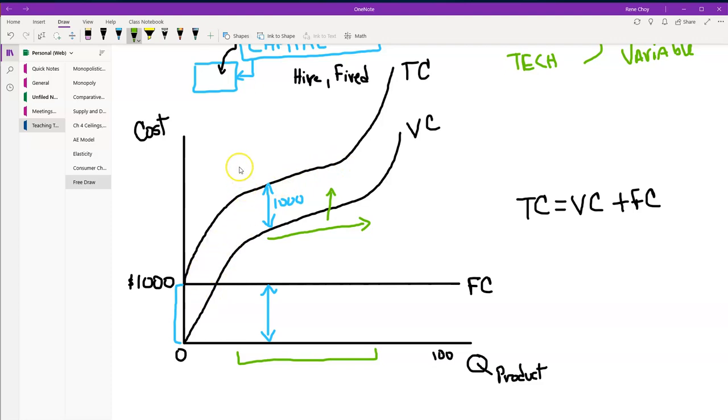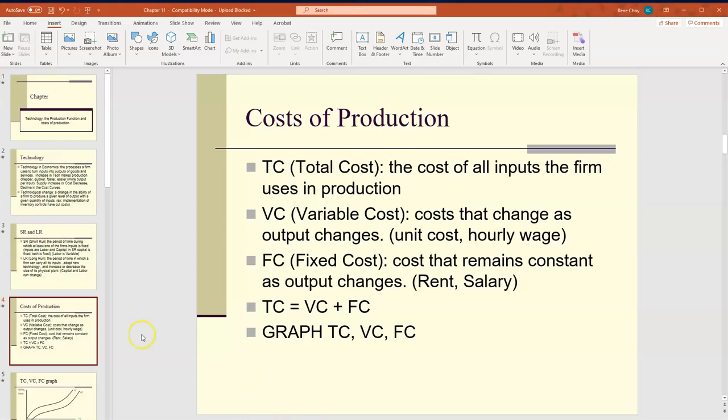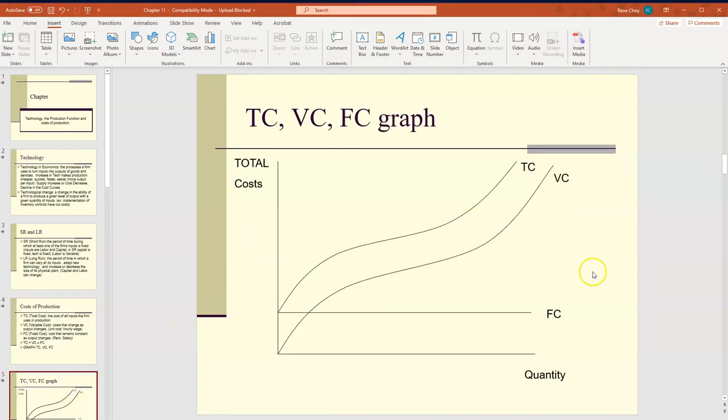Now over here, before you get to that point, your costs are growing faster than your output is growing. All right, so a more efficient area of production is somewhere around there. And I'm going to put an asterisk, not because this is equilibrium analysis, but because this is a more efficient area of production. All right, this is a general graph for total cost, variable cost, and fixed cost.